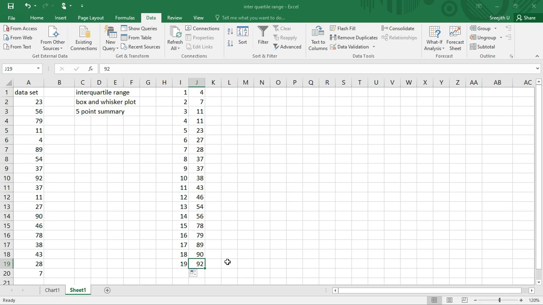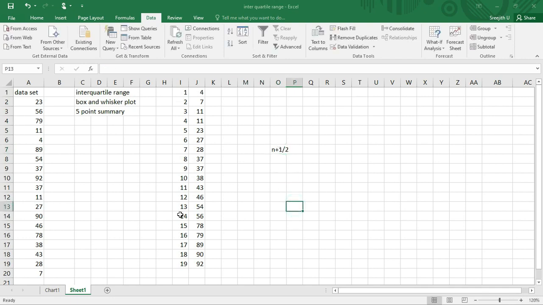Now you must be familiar with the idea of median. What does median do? Median basically divides the data set into 2 compartments. The lower half will hold 50% of the values, the upper half will hold the remaining 50% of the values. And how do we find the median? We have the formula to find the position value: n plus 1 divided by 2.